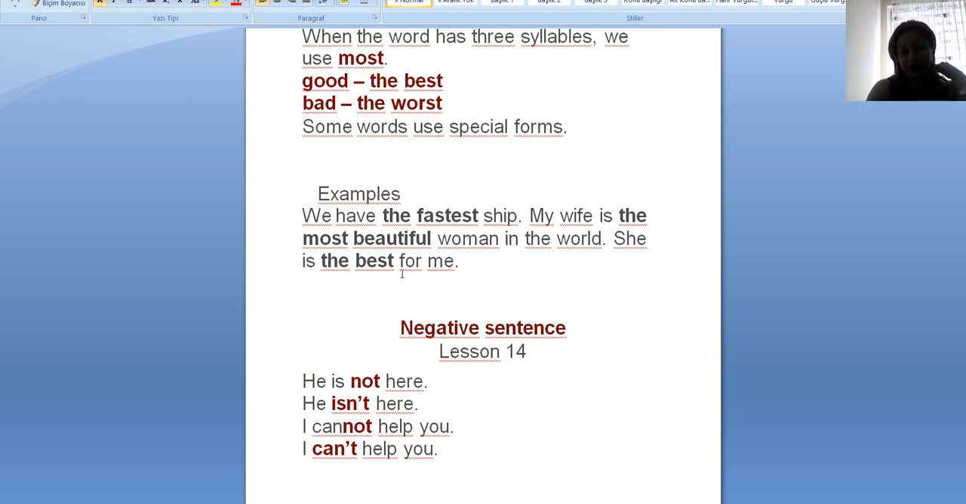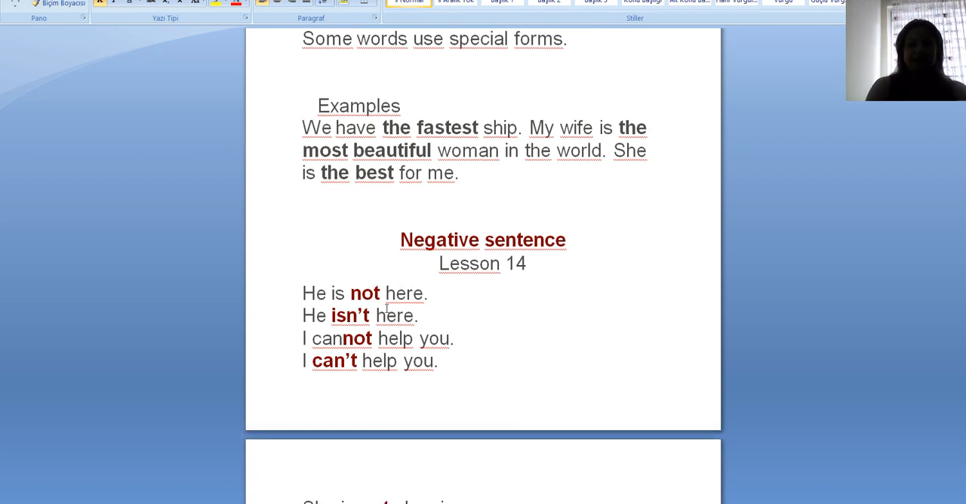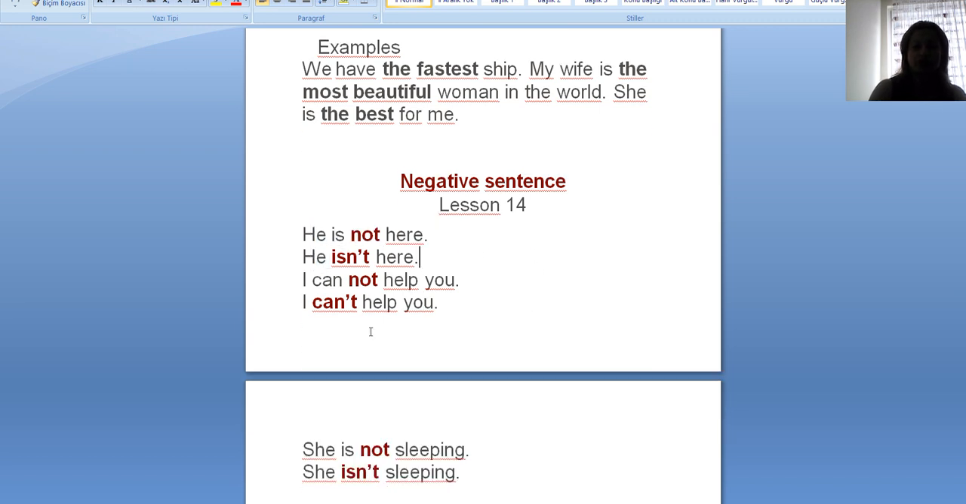Negative sentences. Lesson 14. He is not here. He isn't here. I cannot. I can't. I can't help you. I cannot help you. He is not here. He isn't here. It is short.